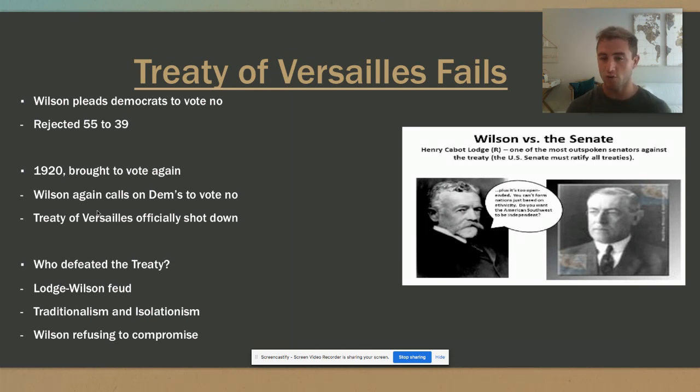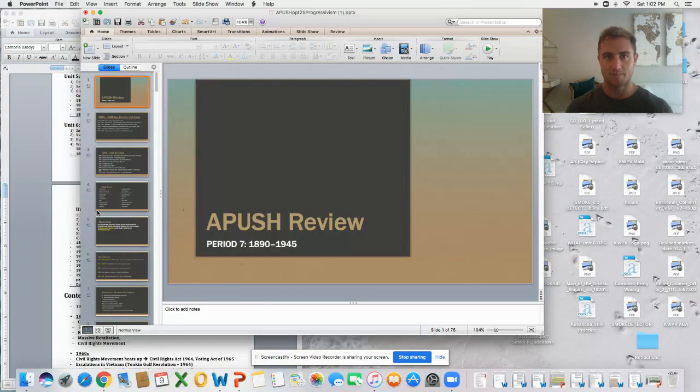And this feud between Henry Cabot Lodge and Wilson is going to really stop the U.S. from joining the League of Nations or even officially creating a peace between the U.S. and Germany. At this stage, the U.S. is technically still at war with Germany. Of course, there's no fighting. And that is where we end for today.